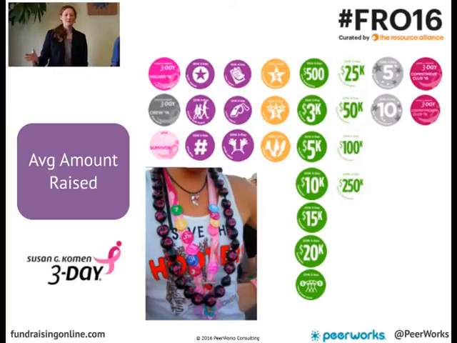And when we ran the data on this event, we started to see that when we introduced the Legacy Pin program, a lot of the fundraising started to cluster around these amounts at these certain milestones or incentive levels that we had established with the pins.